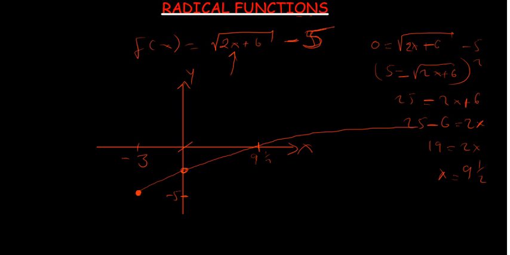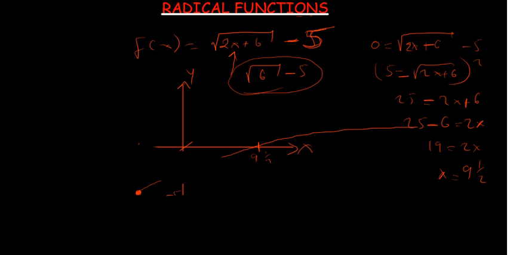So that is going to give us the root of 2 times 0, which is 0, and then 0 plus 6 will give us 6, minus 5. So root 6 minus 5 is a negative number, so we can find that this is the y value when x is 0, which is at this point. So this is root 6 minus 5. Okay, so that is how we basically sketch radical functions.